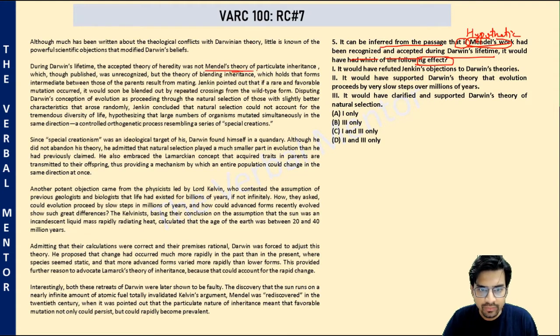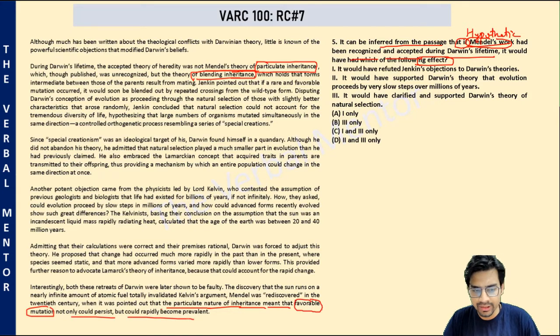So Mendel's theory is that of particulate inheritance. What is particulate inheritance? It is later contrasted with a more generic or blending inheritance theory. So what is particulate inheritance? Also in the last line, particulate nature of inheritance meant that a favorable mutation not only could persist, but could rapidly become prevalent. Favorable mutation, so a particular mutation.